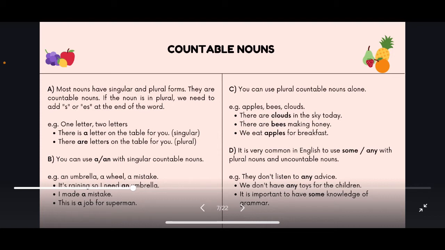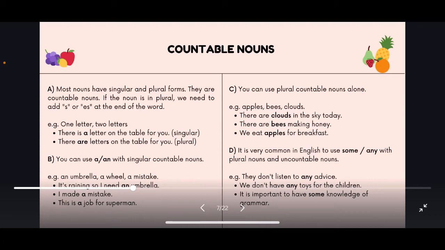Okay, for example, one letter in a singular form, two letters in a plural form. Here in a sentence, there is a letter on the table for you. This is a singular way. And there are letters on the table for you, and this is a plural way.